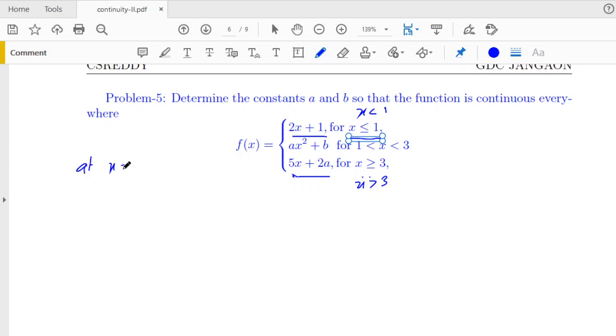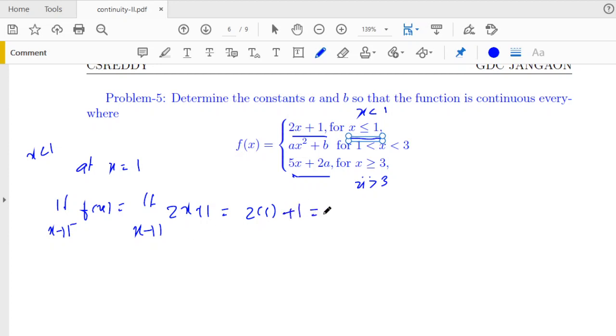At x equal to 1, the left hand limit, therefore limit x goes to 1 minus f of x. When x approaches 1 from the left side, that means when x is less than or equal to 1, the function value takes 2x plus 1. Therefore, this value equal to 2x plus 1, now apply the limit value, 2 into 1 plus 1 equal to 3.